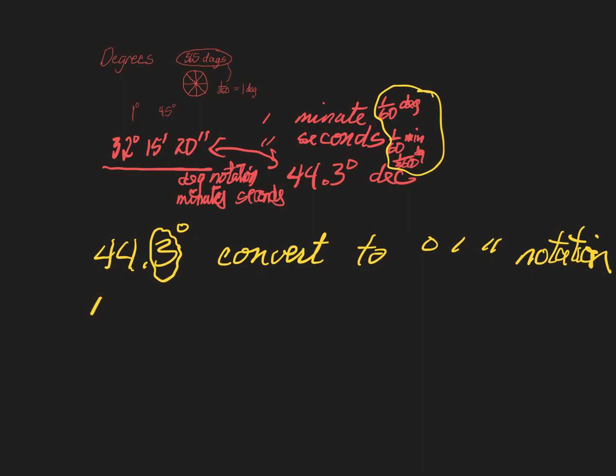So what we know is that we have 44 degrees. We don't need to convert that. So what we're going to add to this is we're going to take 3/10 of 60. Now why 60? 60 because a minute is 1/60th of a degree. So let me show you how this works. Okay.